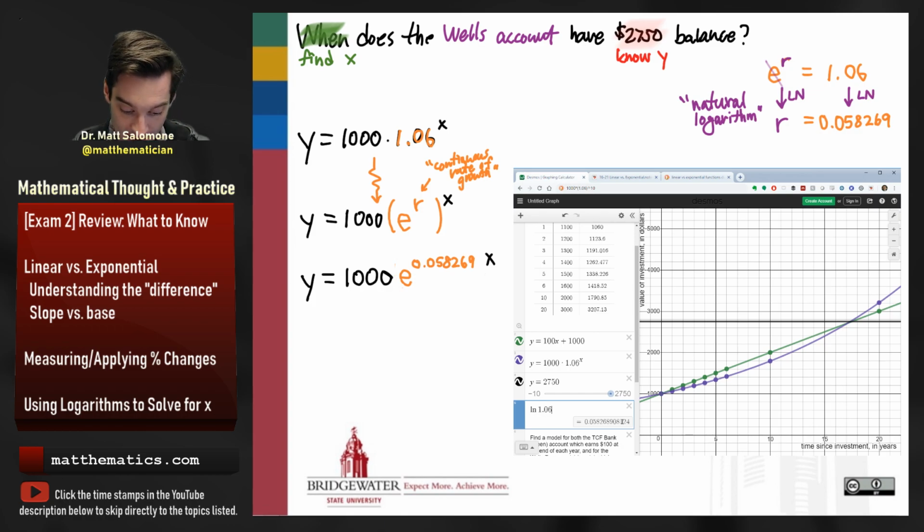And now what I have is an equation that should look more familiar to the kinds of equations that you're used to solving from our homework over the past couple of weeks. Right? y equals 1,000 e to the 0.058269 times x. So this is the form of the exponential equation model that we are equipped to use natural logarithms in order to solve and therefore come out with the answer to the question that I've posed here.